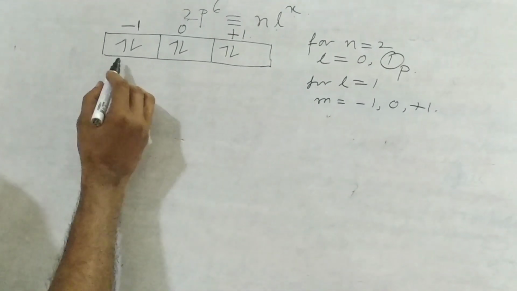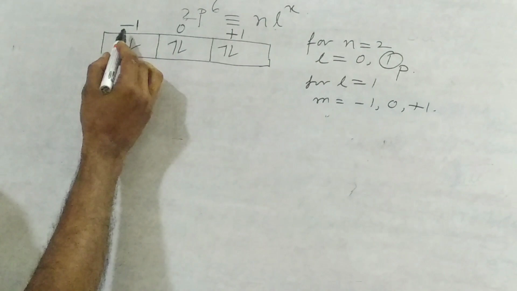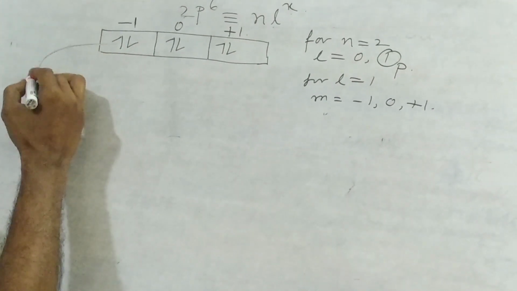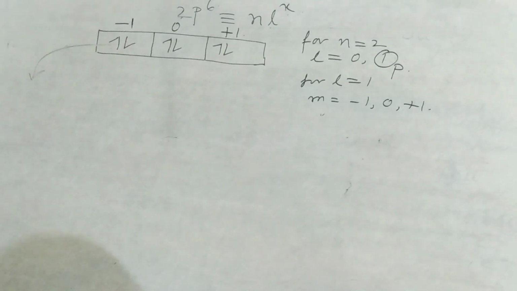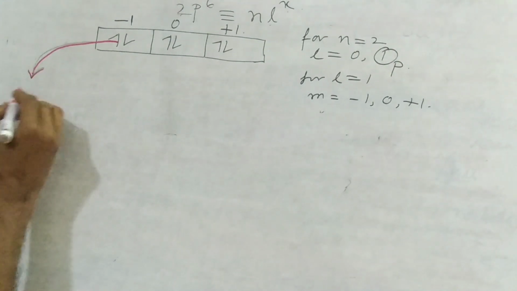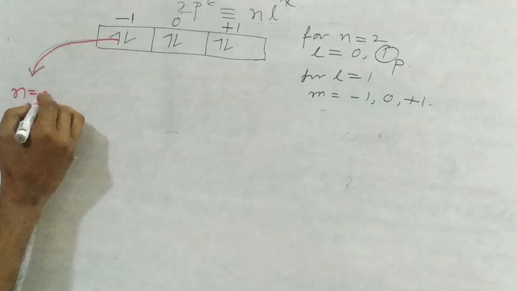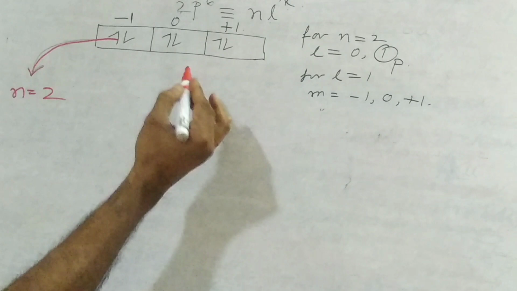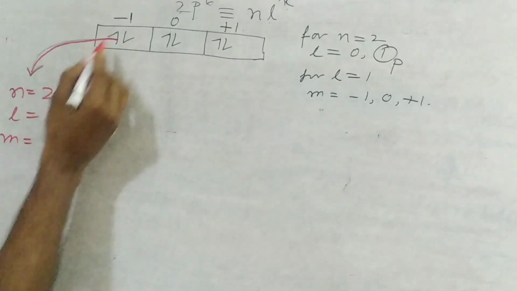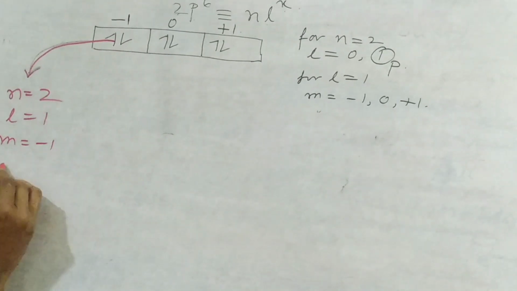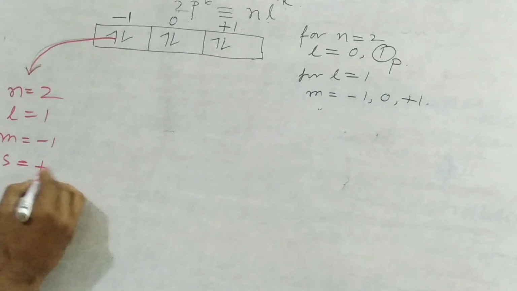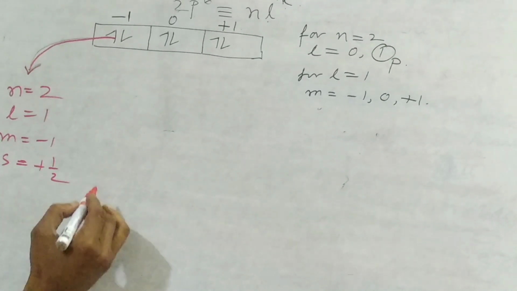That is, there are 3 orbitals in this p sub-energy level with m values minus 1, 0 and plus 1. So every electron will have 4 sets of quantum numbers. You see, for this electron, n equals 2, l equals 1, m equals minus 1, and s equals clockwise rotation, which gives the value plus half.